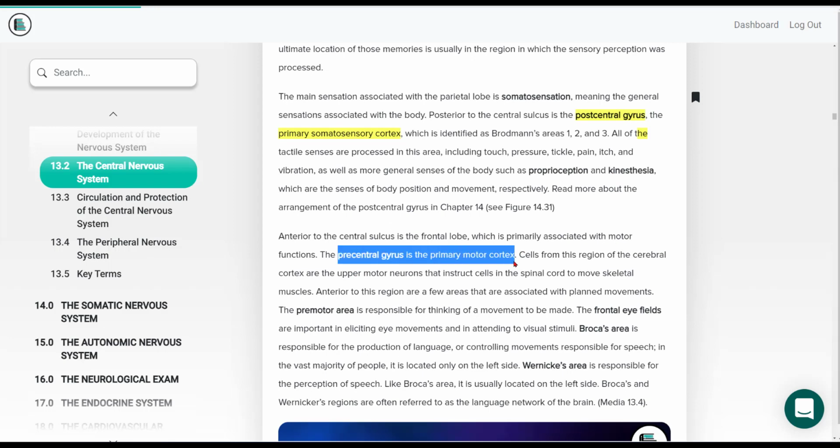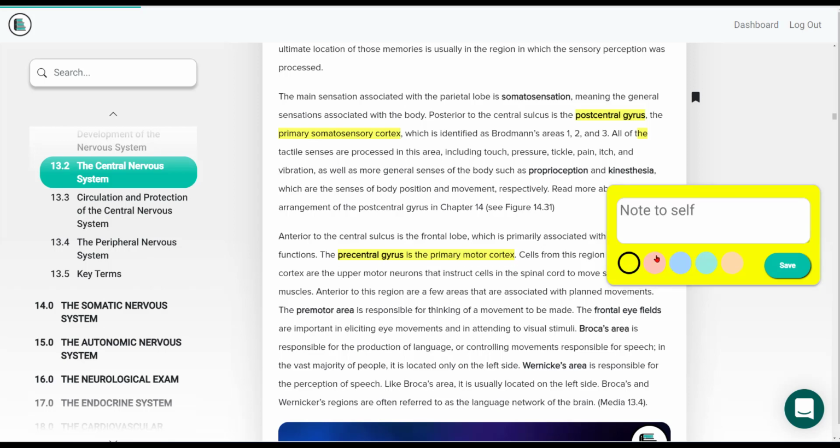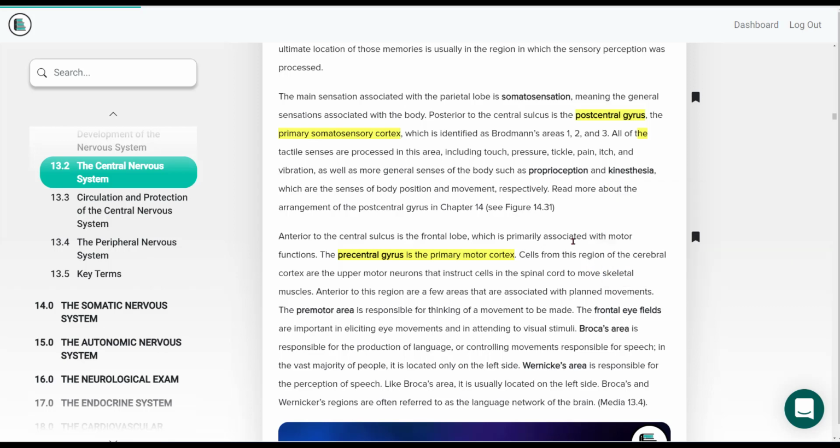The precentral gyrus is the primary motor cortex. This region is also called the motor strip. Okay. Now the motor strip is, remember, on the frontal lobe.